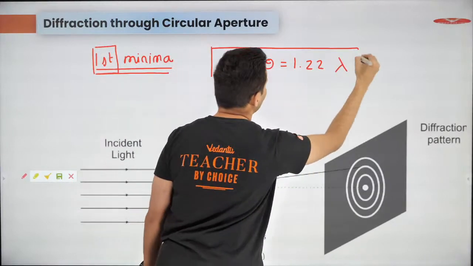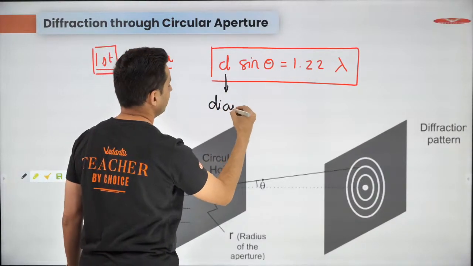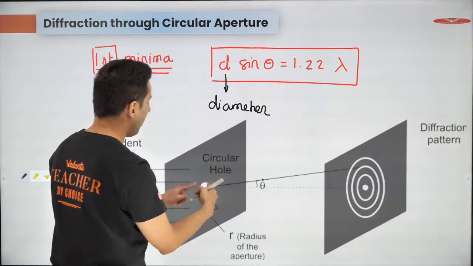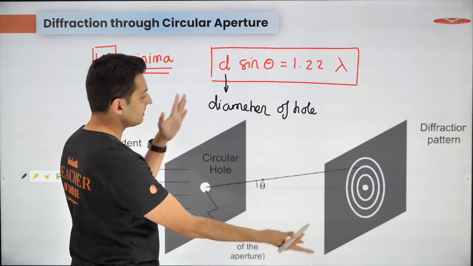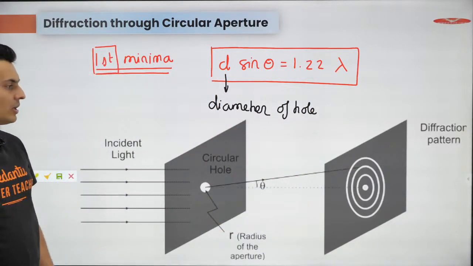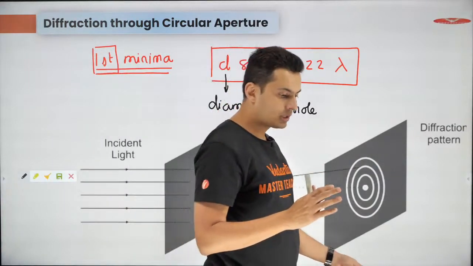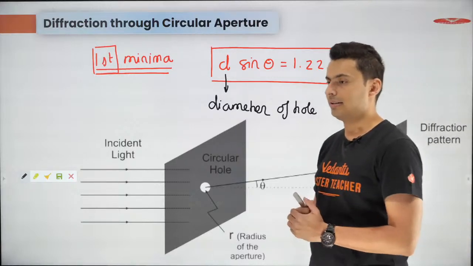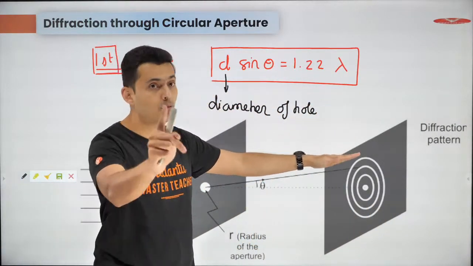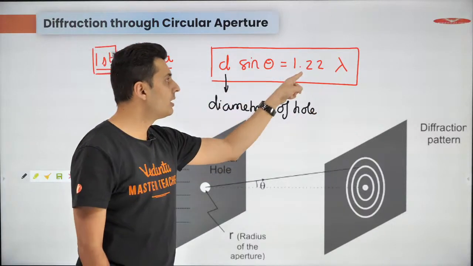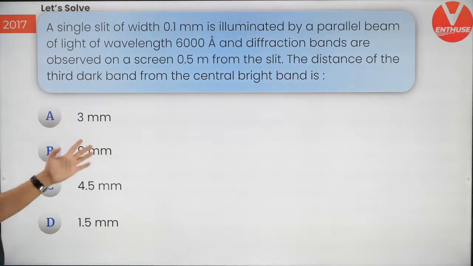And now you might be wondering, what is d? This d is the diameter. Yes, this is the diameter of the hole through which the light bends and you see a diffraction pattern. So that's what is going to happen. Is that clear? So keep this formula in mind. This is very important. D, which is diameter, sine theta, where theta is the angular position where you are going to get the first minima, is 1.22 times the wavelength. Keep this in mind. Okay, let's solve a problem so that you get a hang of this.